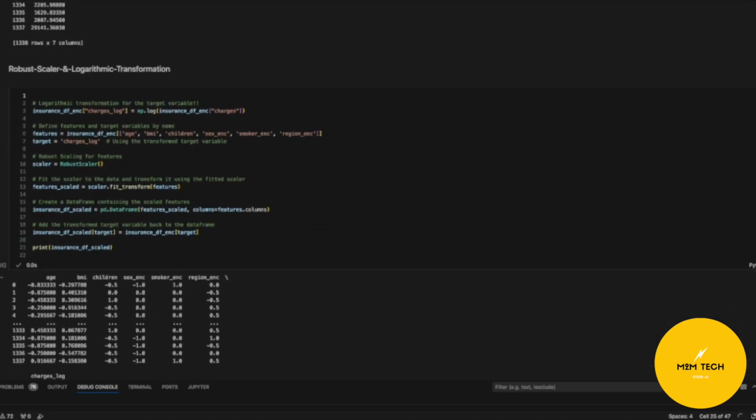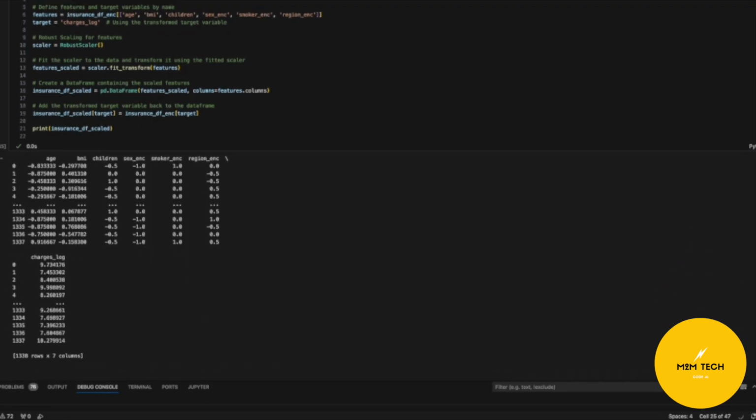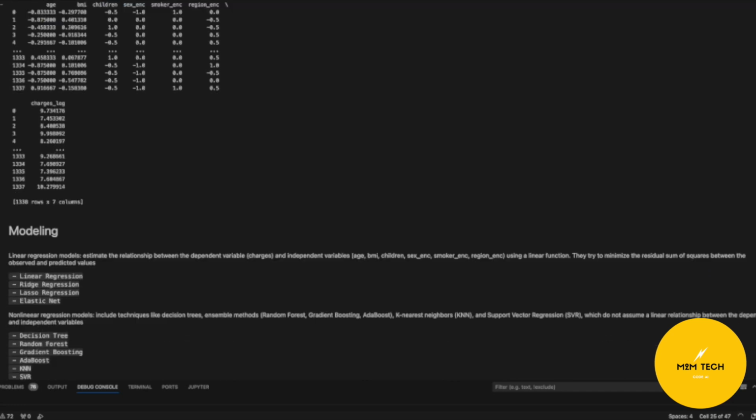So I used robust scaler with a logarithmic transformation of the target variable. So that way, we have values that don't look so disparate, because I don't know if you remember at the top, there was a large disparity between the values in the different columns.